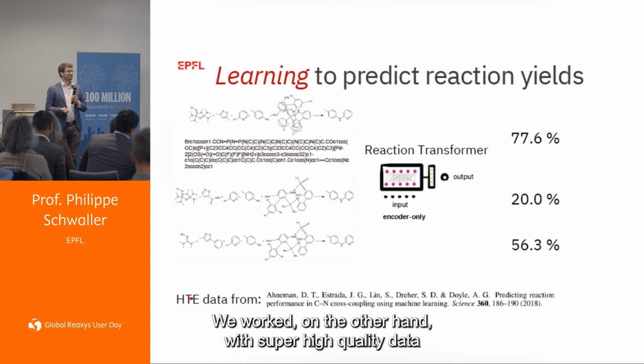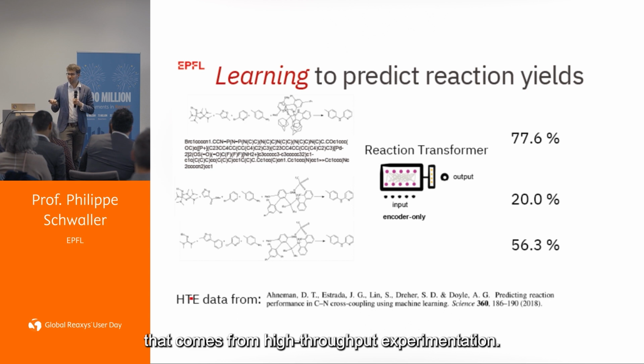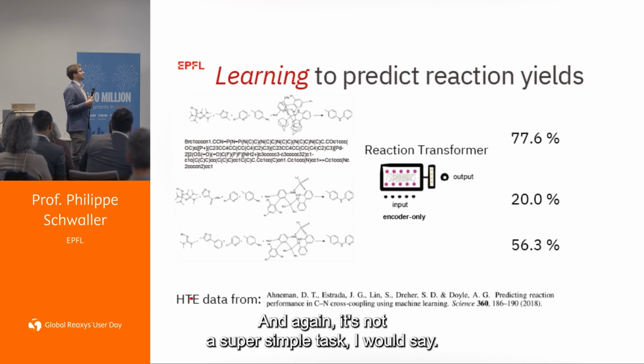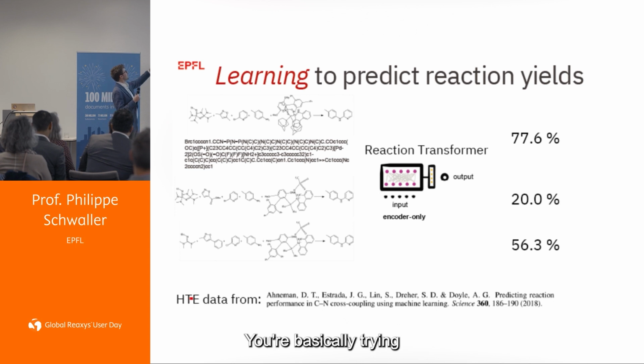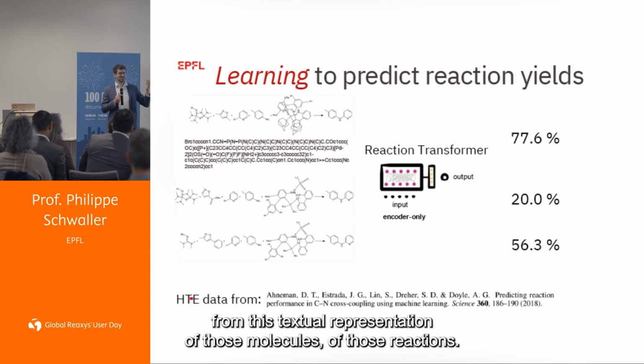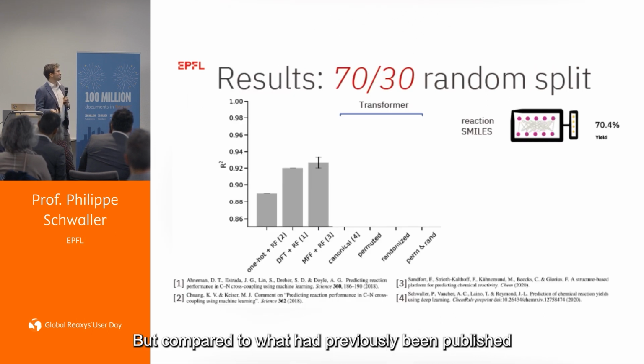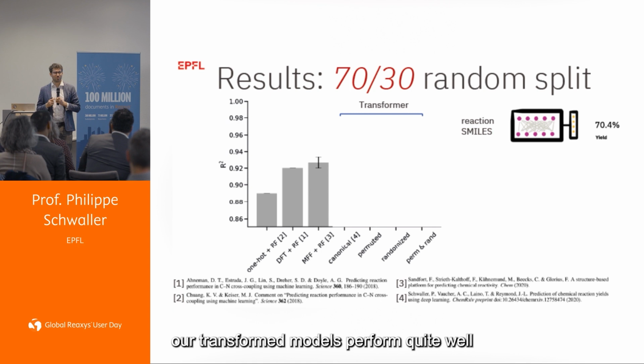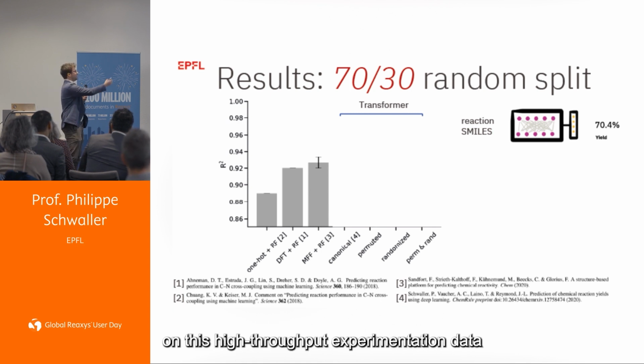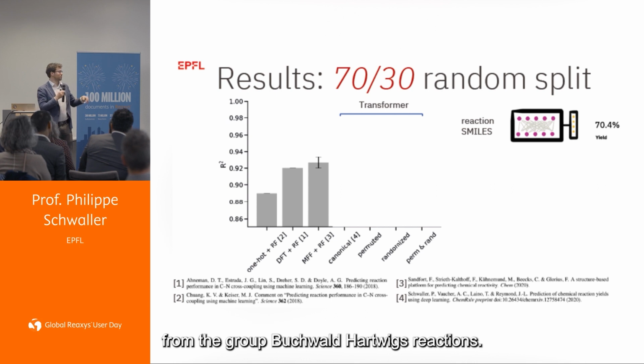What worked, on the other hand, is when we went to super high quality data that comes from high throughput experimentation. And again, it's not a super simple task, I would say. You're trying, from this textual representation of those molecules, of those reactions, to train a model to predict the corresponding yield. But compared to what had previously been published in the literature, our transformer models performed quite well on this high throughput experimentation data from the Doyle group, Buchwald-Hartwig reactions.